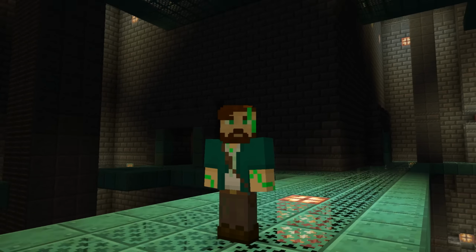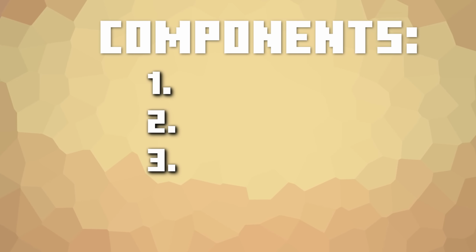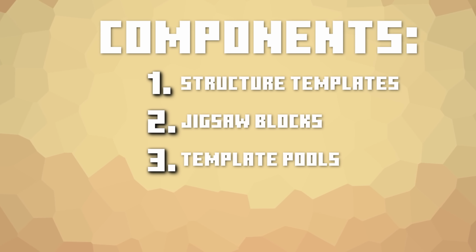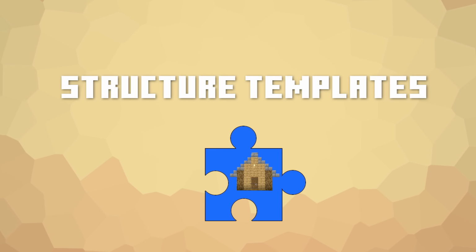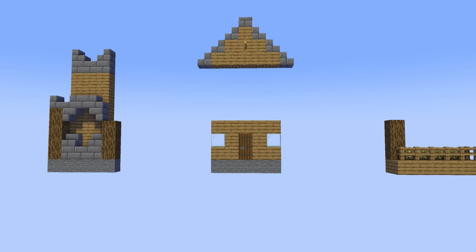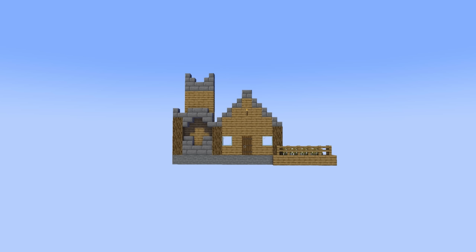Think of it like a jigsaw puzzle. There's 3 major components: structure templates, jigsaw blocks, and template pools. Structure templates are the puzzle pieces. They are chunks of a structure. They could be a wall, a room, pretty much anything. When a structure generates, it attaches many of these pieces together to form it.